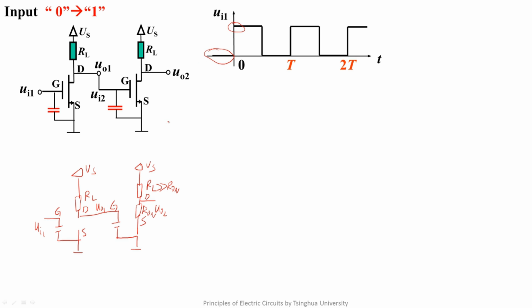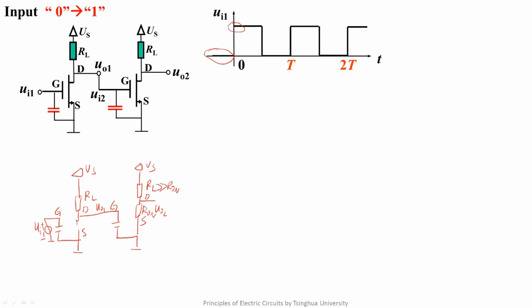Let's see what will happen after the input changes from low level to high level at t equals 0. After the voltage changes from 0 to 5 volts, we suppose this capacitor doesn't affect UI1 changing from 0 to 5. Then UGS1 changes to 5 immediately. It makes a current flow through DNS of the first stage converter.